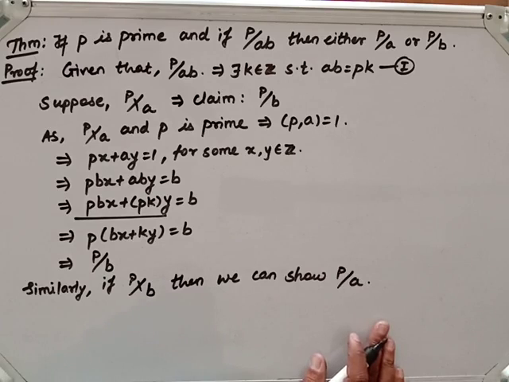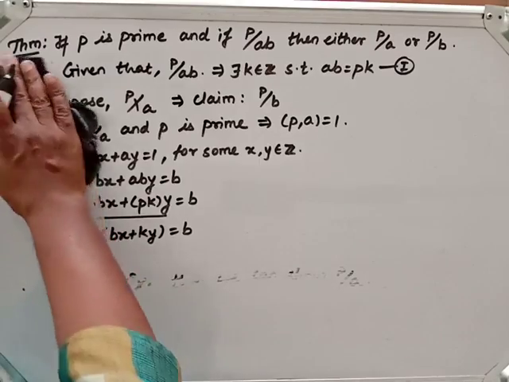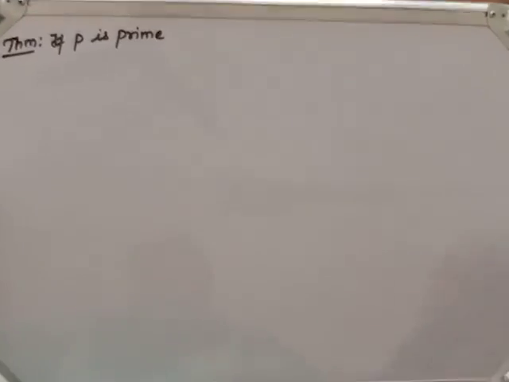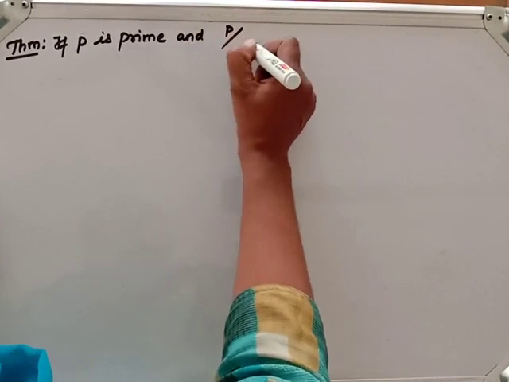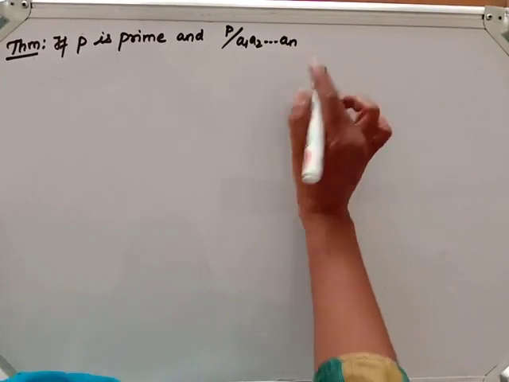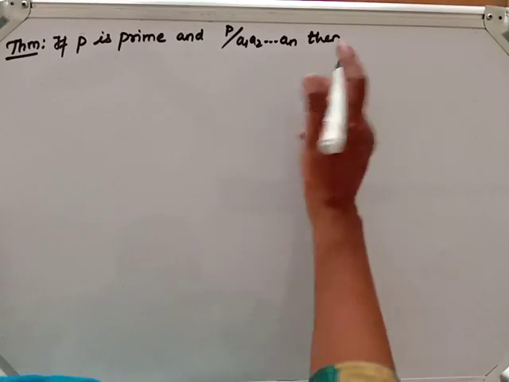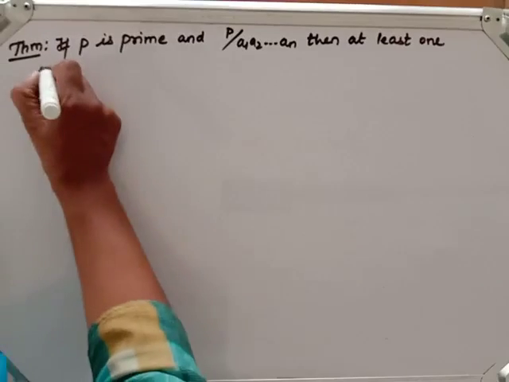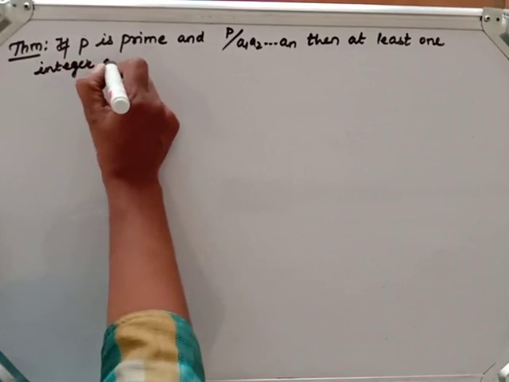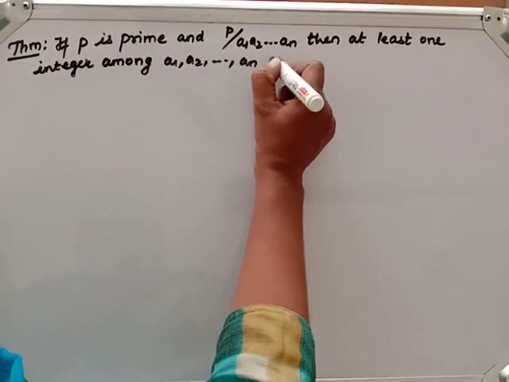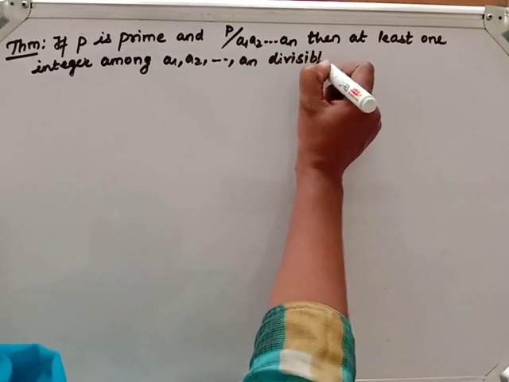Now the next theorem we will take. The statement of the next theorem is that if P is a prime and if P divides the product A1, A2, and so on up to AN, then at least one integer among A1, A2, and so on up to AN is divisible by P. We have proved that for 2 integers, but here I want to take n integers, the general case.